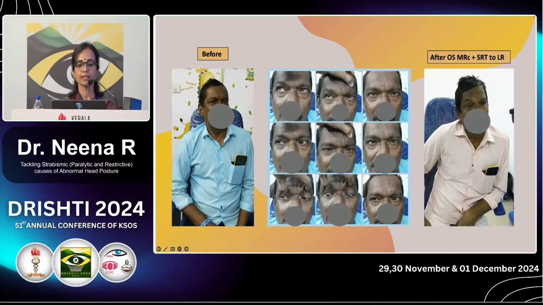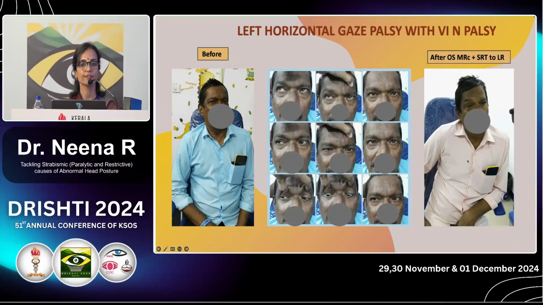So this gentleman had a stroke in the pons, and this is what he developed, a left horizontal gaze palsy. This is him looking to the left, absolutely no movement of the eyes to the left. But he also had a true lateral rectus palsy, or 6th nerve palsy. So very complicated strabismus. This was how he was earlier, and you can see after a medial rectus recession of the left eye and a superior rectus transposition to the lateral rectus, he's much better. Probably he'll need a second sitting in the right eye, but he's much better.